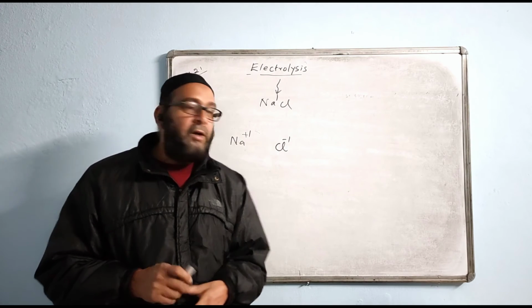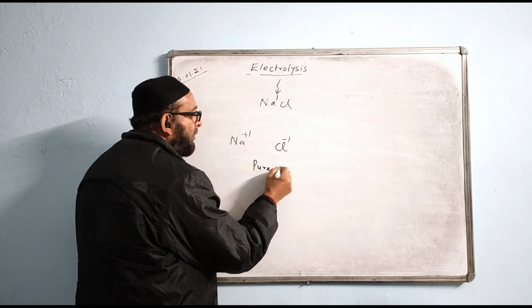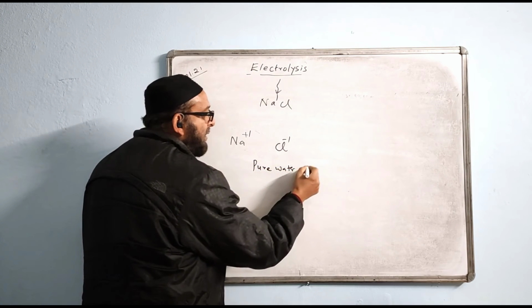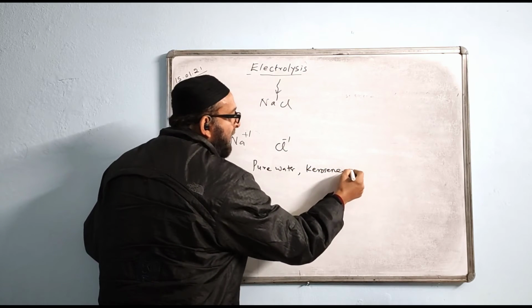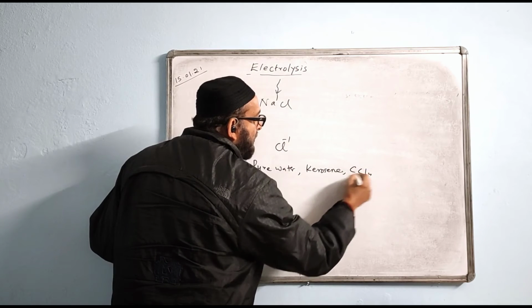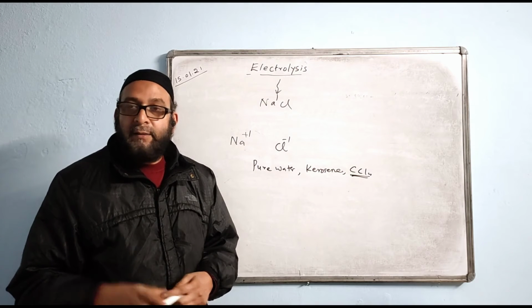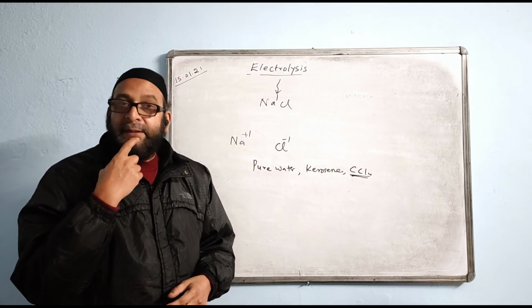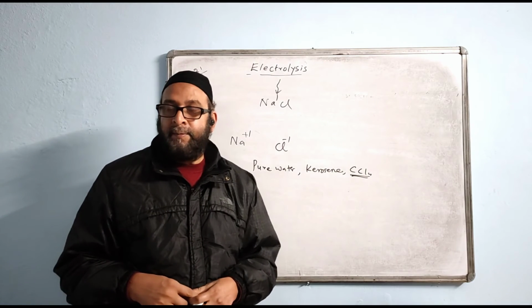What are the examples of non-electrolyte? The example of non-electrolyte is pure water. Another example is kerosene. Then we have CCl4, which is called carbon tetrachloride. Carbon tetrachloride is a liquid, but it is a non-electrolyte. It does not conduct electricity.